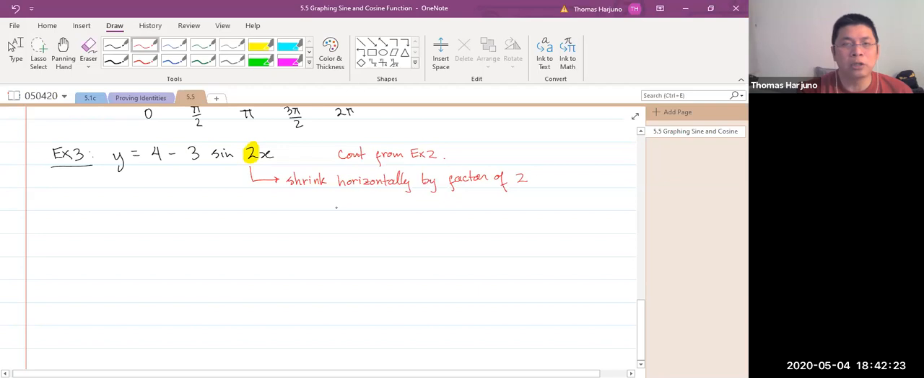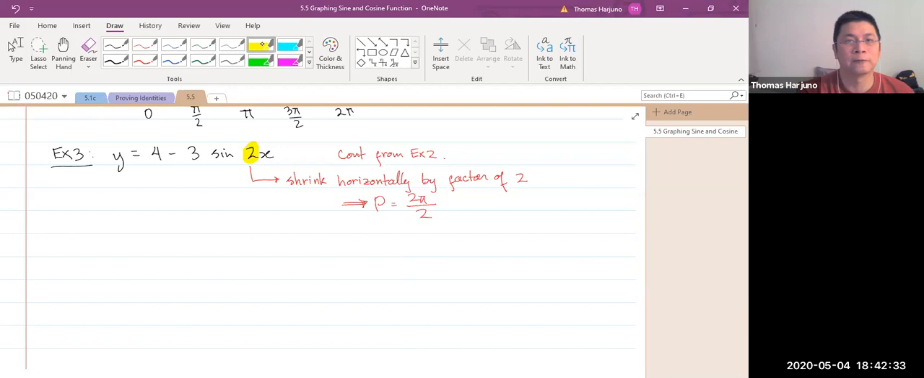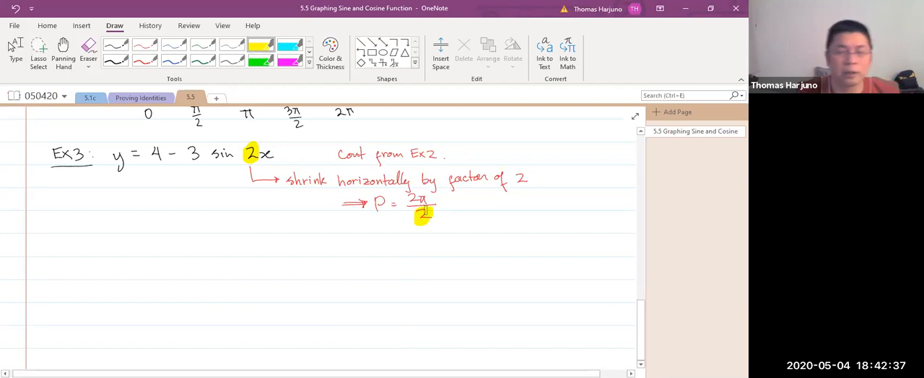Now, the consequence is the period, which originally 2 pi, now becomes divided by 2. Okay, the period originally is 2 pi. When you divide by 2, now the period becomes just pi.